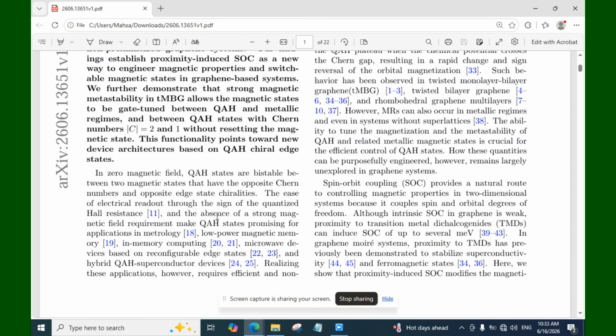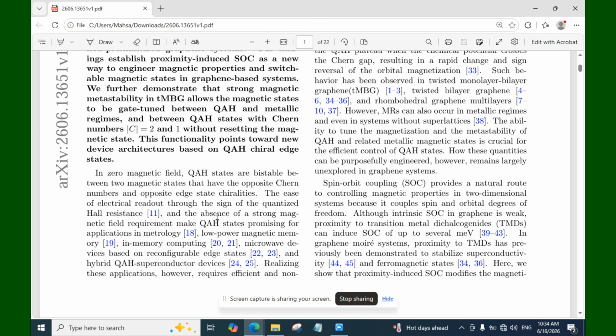Spin-orbit coupling, or SOC, provides a natural route to controlling magnetic properties in two-dimensional systems because it couples spin and orbital degrees of freedom. Intrinsic spin-orbit coupling in graphene is weak. Proximity to transition metal dichalcogenides, or TMDs, can induce SOC of up to several millielectron volts.